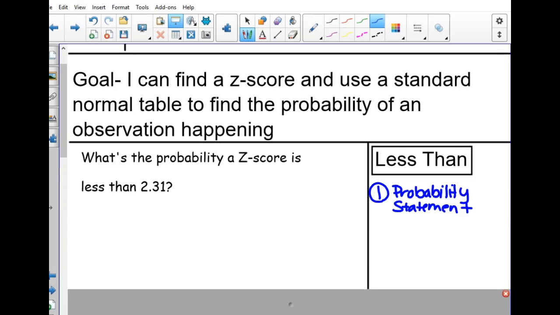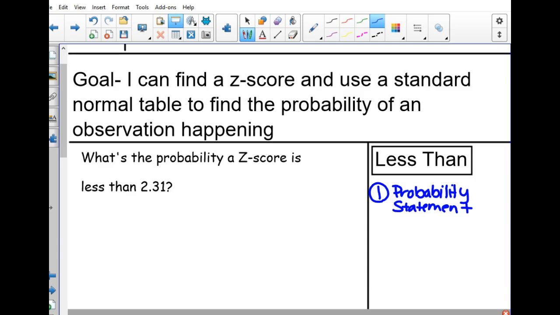All right, so the first thing I said, we need to write a probability statement. And what is a probability statement? A probability statement is going to look something like this. The probability, so we say P, parentheses, of getting a Z, and in this case, because it's less than, whatever the z-score is. So in this case, I want to know what is the probability, P, of getting a z-score less than 2.31.